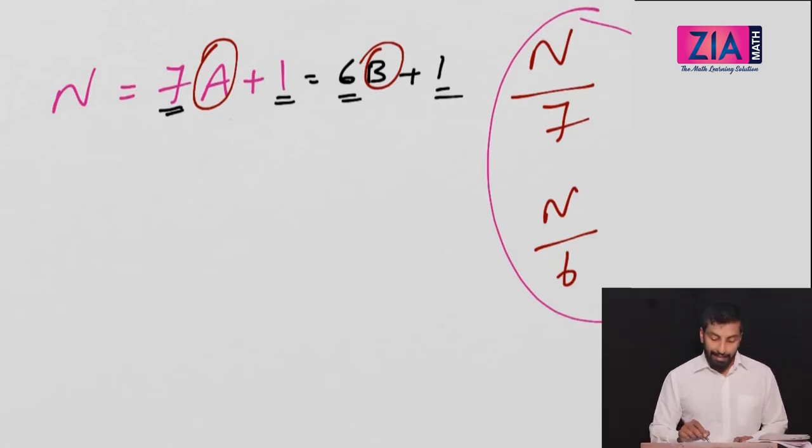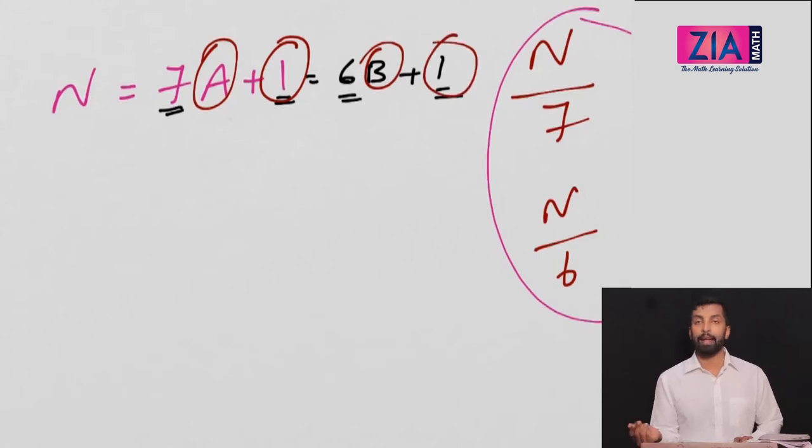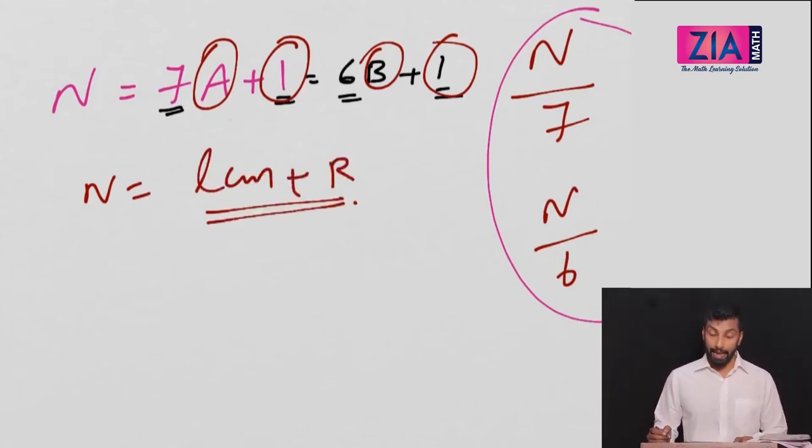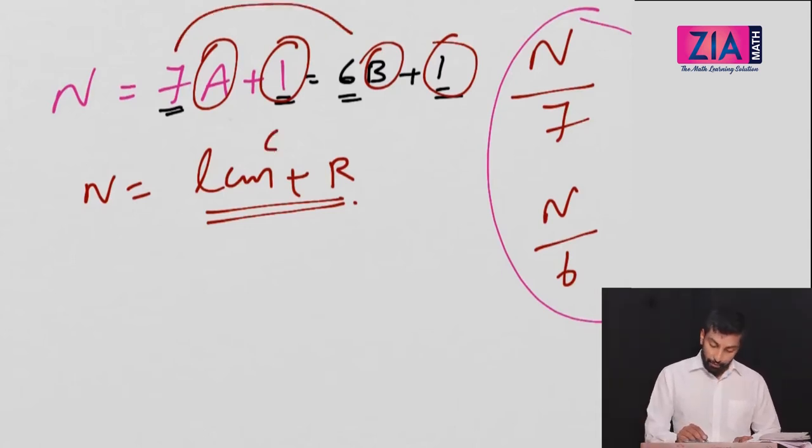Now what will be the answer here? First you need to understand the pattern. The pattern is that the remainder is the same. If the remainder is the same, the answer is n equals LCM plus remainder. The number is actually LCM plus remainder. LCM of what? LCM of the divisors. So here, LCM of 7 and 6 plus remainder. What is the LCM of 7 and 6? 42, plus remainder 1. So 43.